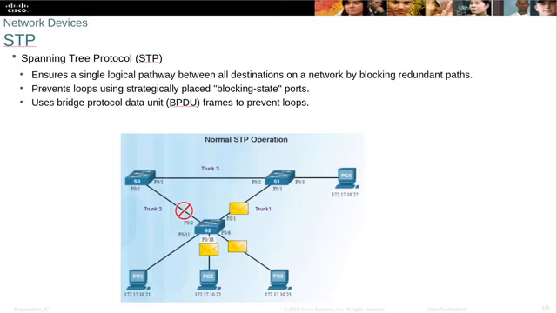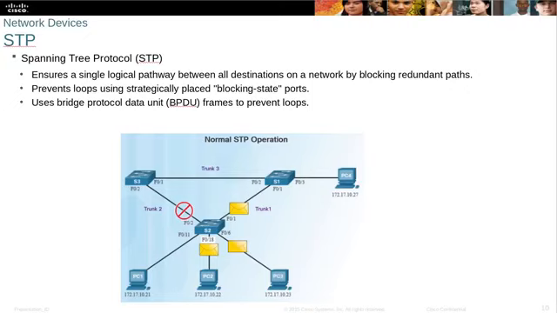Okay, moving on to spanning tree protocol. Spanning tree protocol is designed to ensure a single logical pathway between all the destinations on a network by blocking redundant paths. This prevents loops by strategically blocking certain ports. It makes use of what's known as a bridge protocol data unit frame in order to prevent these loops.